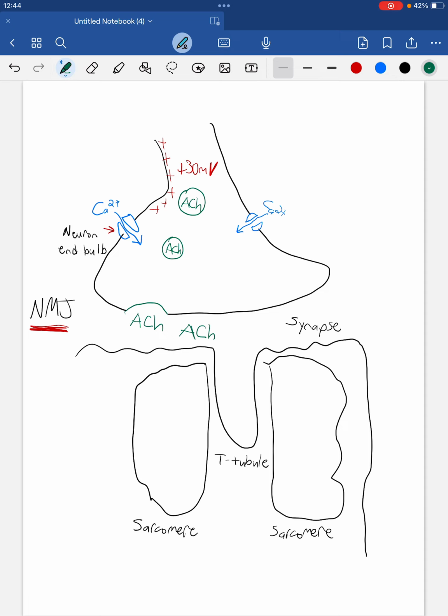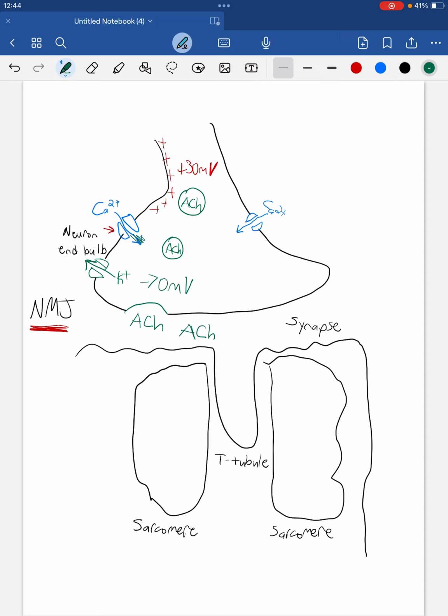So once this happens, now potassium gates can open on the synaptic end bulb. So I'll draw my gates here. And now potassium can leave the cell, bringing us back down to negative 70 millivolts. So now we're at repolarization. Now the neuron is back at rest.